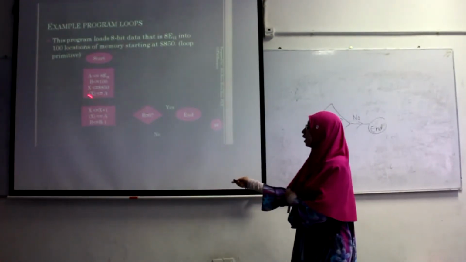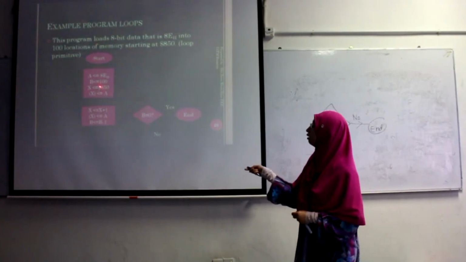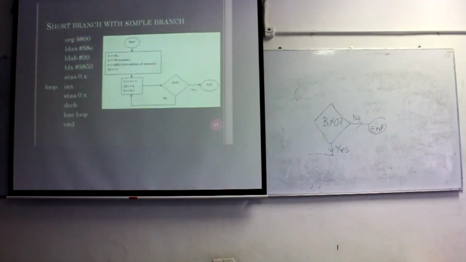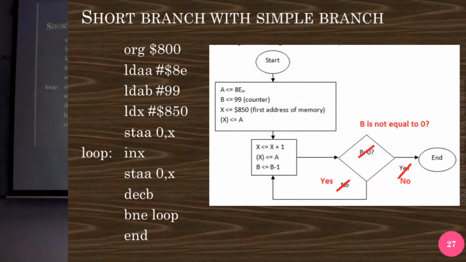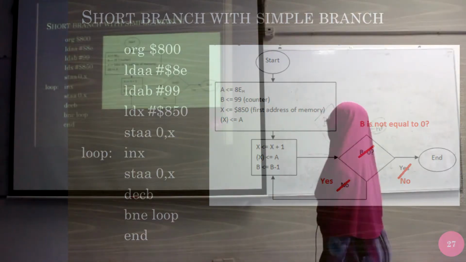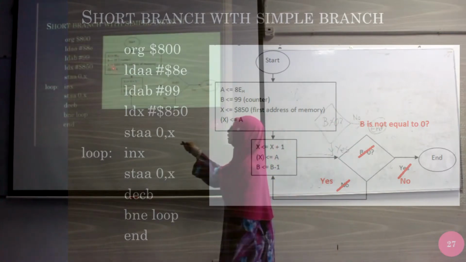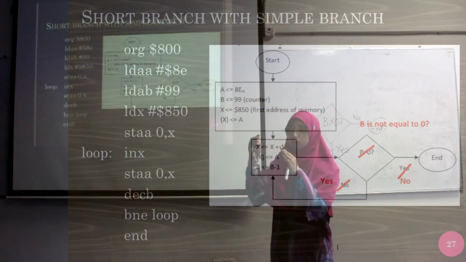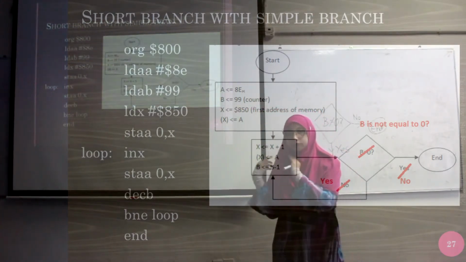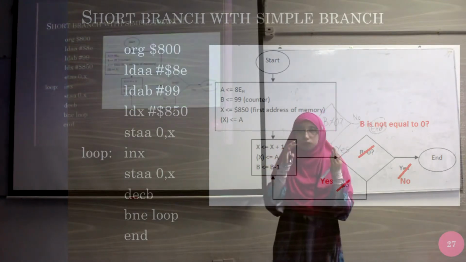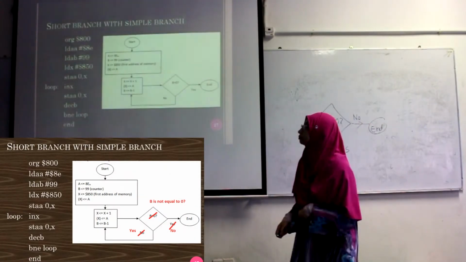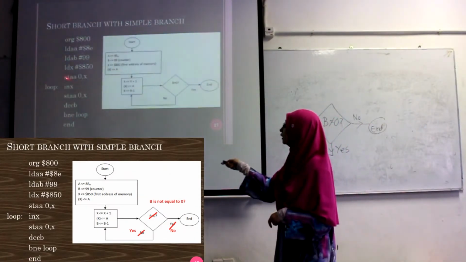And then load X, LDX $850. Now we have these three instructions. Next, we want to copy from register into memory. Just now we copied the data into the register, so we used load. Now we want to copy from the register to the memory, so you have to use the instruction store. So store from A, STAA.